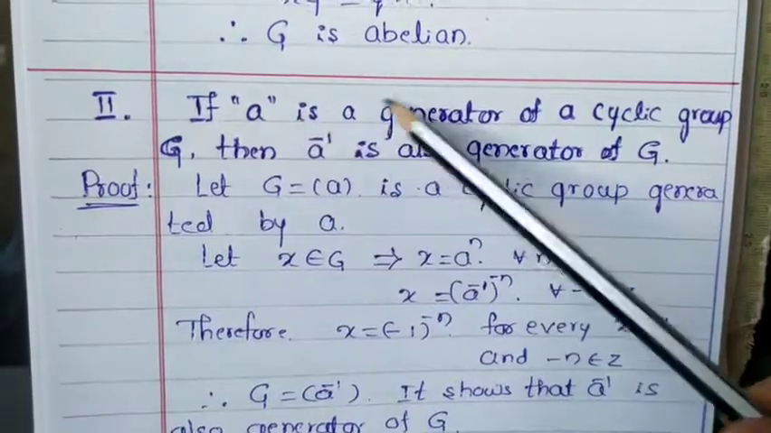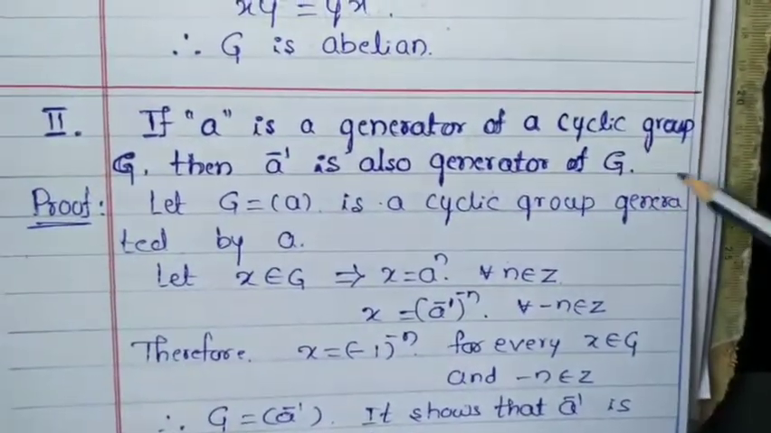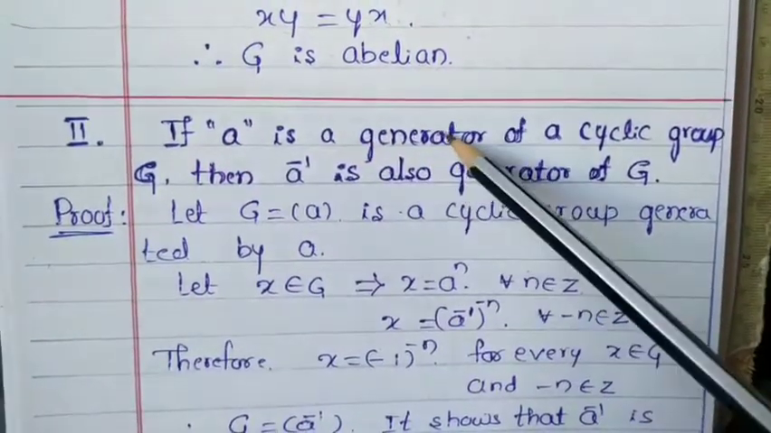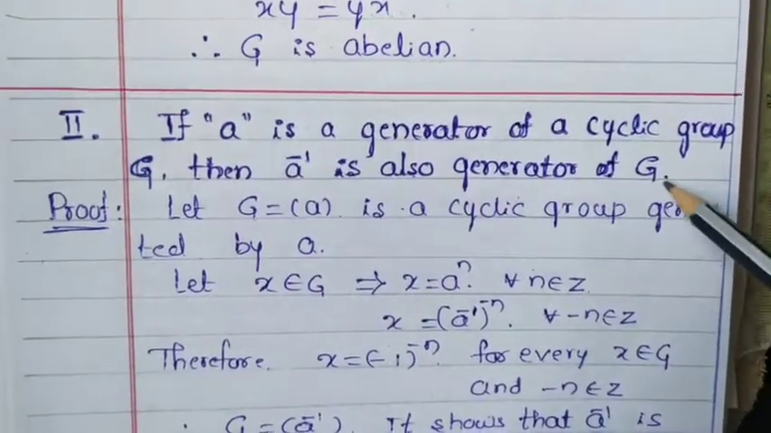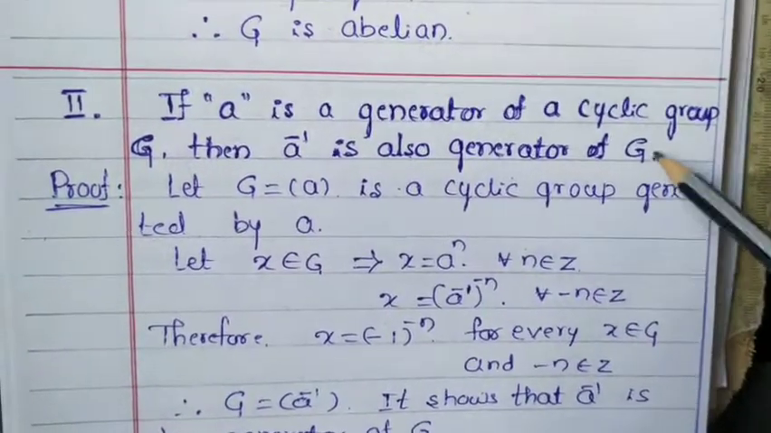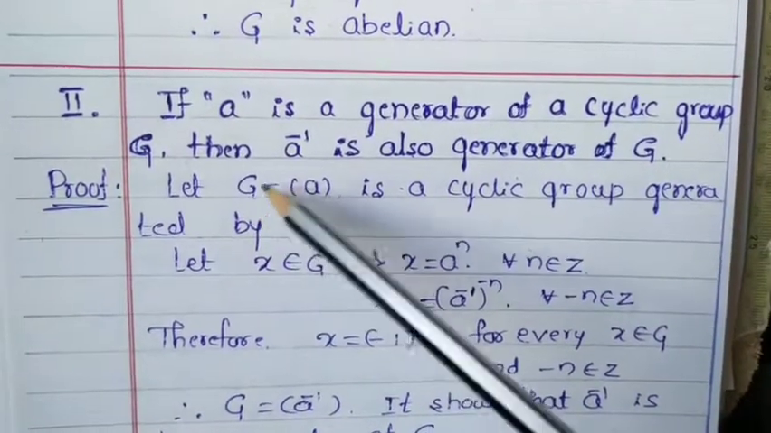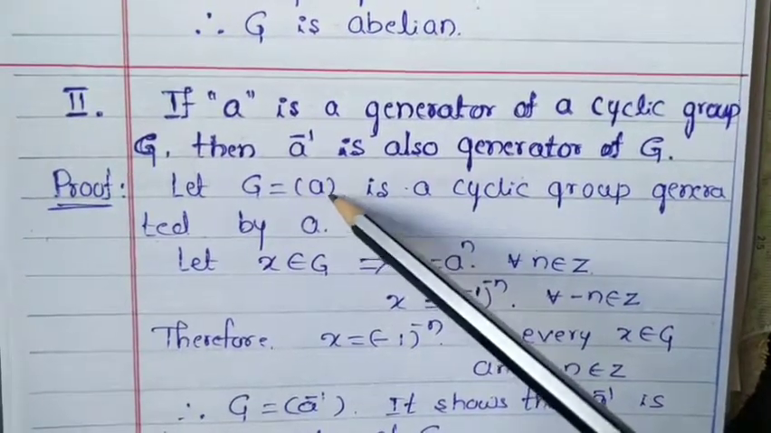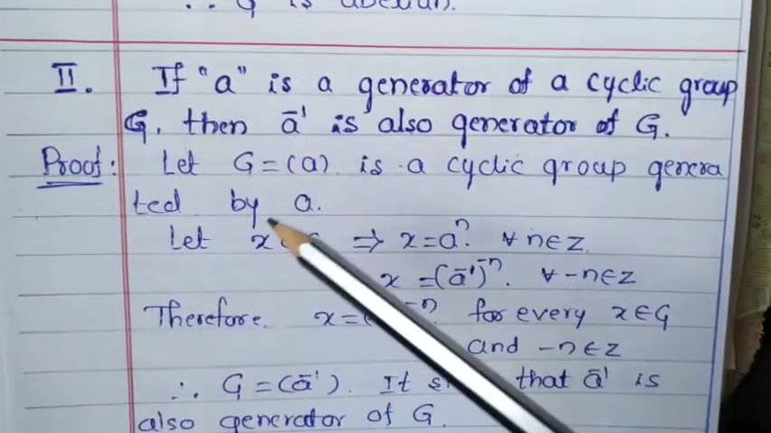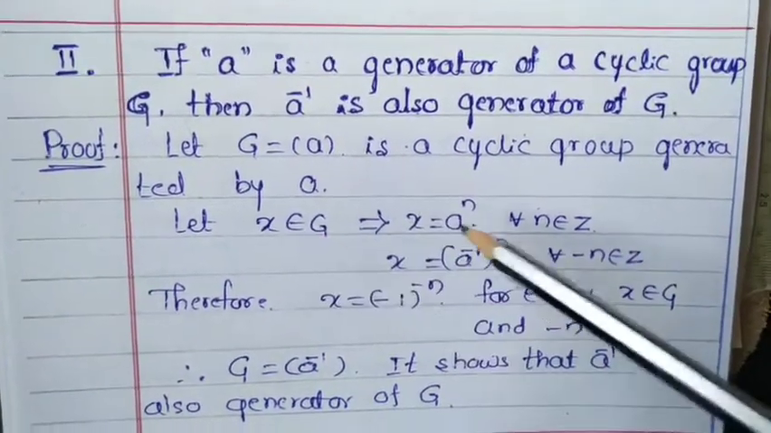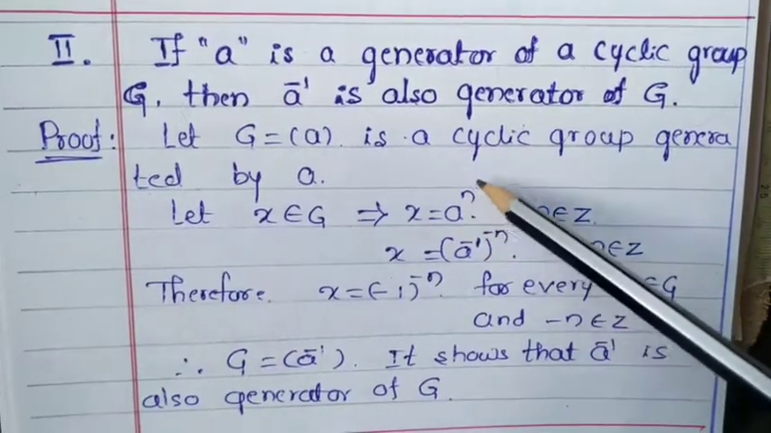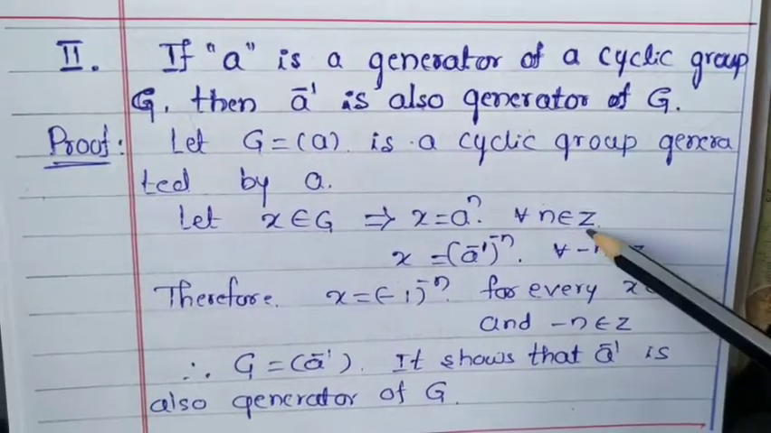If a is a generator of a cyclic group G, then a inverse is also a generator of G. Suppose, let G equal the cyclic group generated by a. Now our idea is to show that G is generated by a inverse. Okay, let x belong to G. This implies x is in the form a raised to n, for some n belongs to Z.